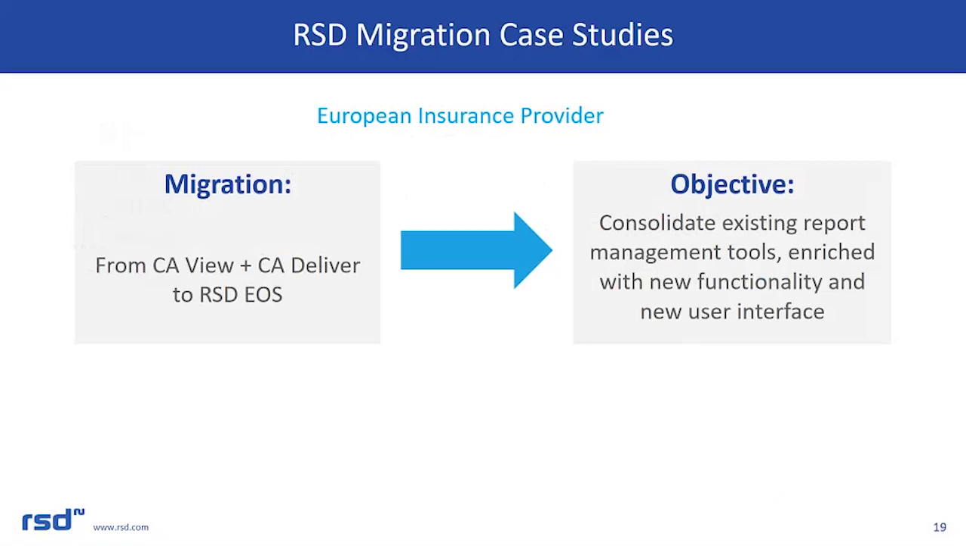This European insurance provider wanted to migrate from CA View and Deliver to RSD EOS. What was their objective? Well, their objectives are really kind of similar with everybody. Consolidation of all the management tools and using the enriched new functionality of a new user interface called RSD. So what did they say?